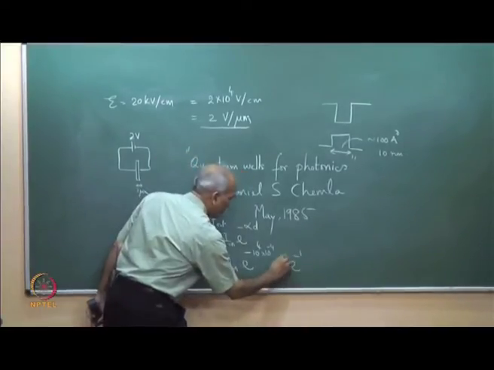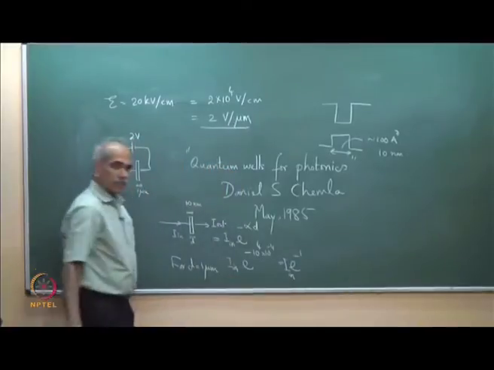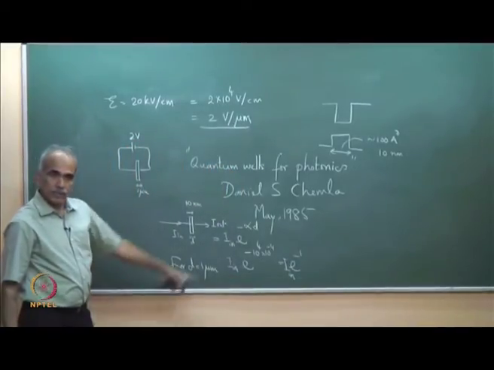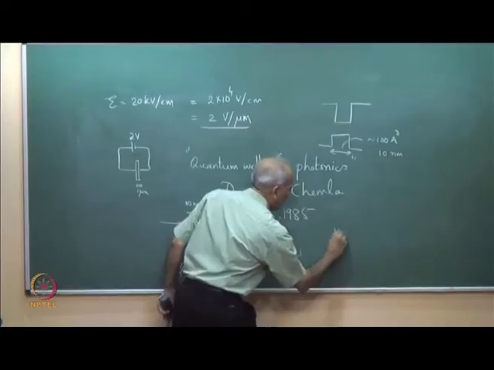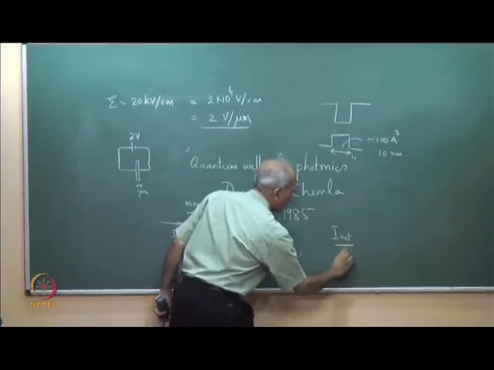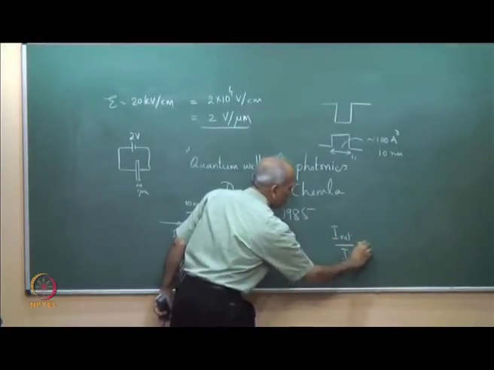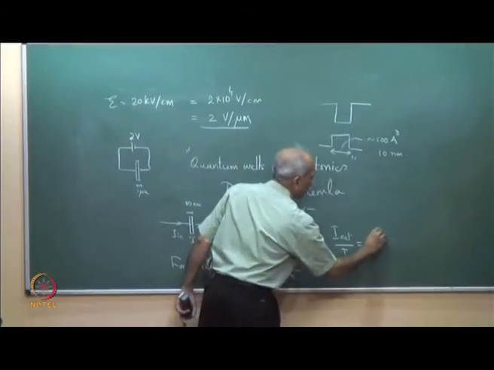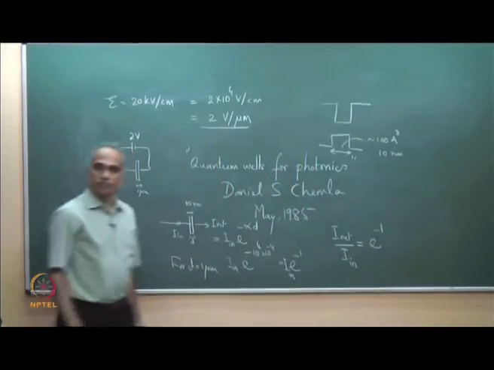I input into e power minus 1. Is that all right? And therefore, I_out divided by I_in is equal to e to the power minus 1, that is 1 by e.